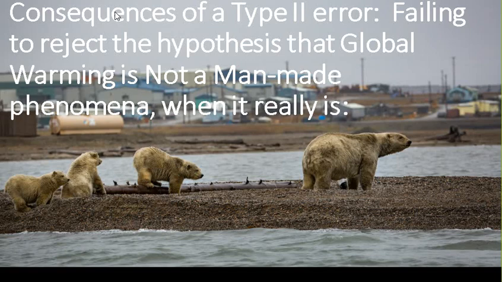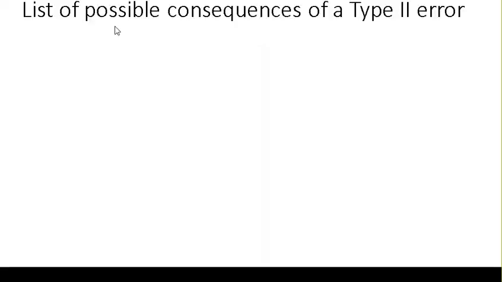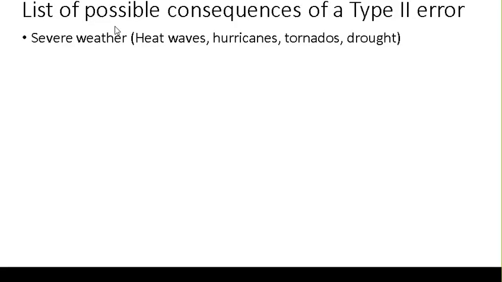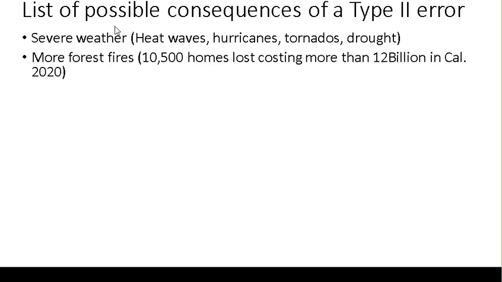A type 2 error would be failing to reject the null hypothesis that global warming is not man-made when it really is. You should be rejecting that hypothesis, but you don't. What are the consequences here? Well, we're seeing it now. Severe weather, more droughts. Last year alone in California, over 10,000 homes were destroyed. $12 billion of damage in California alone due to forest fires.